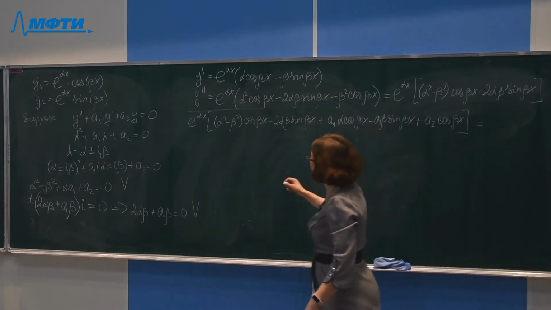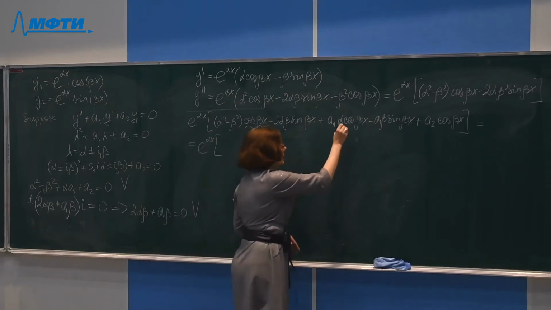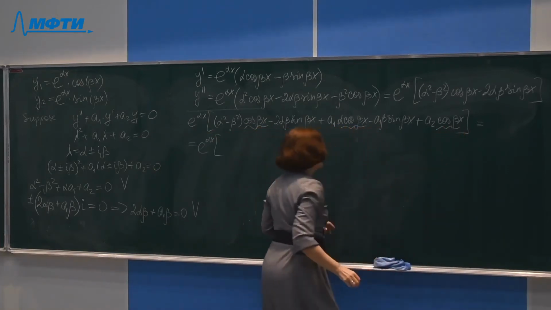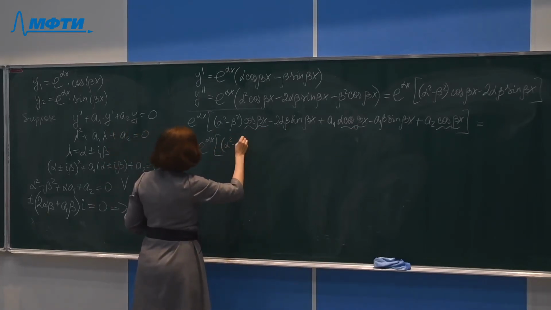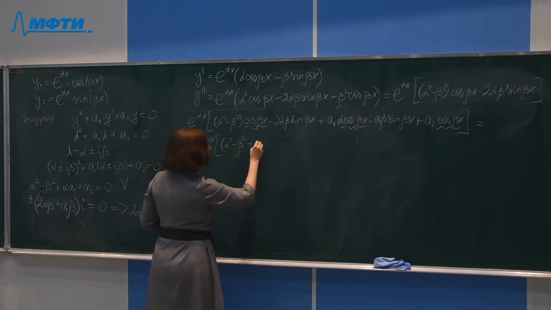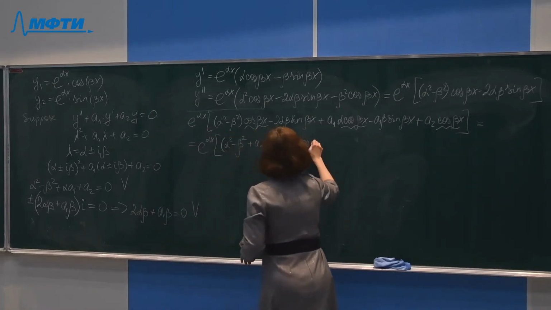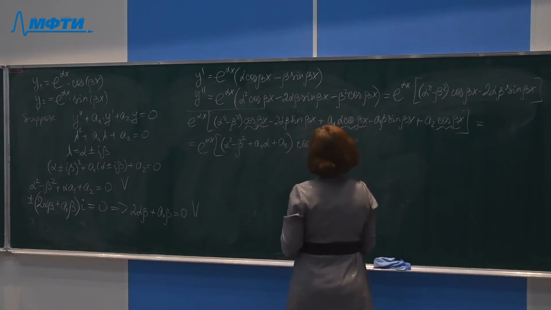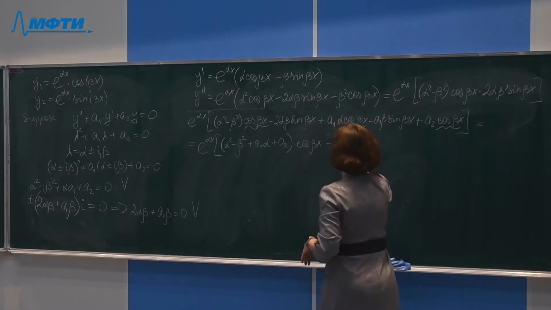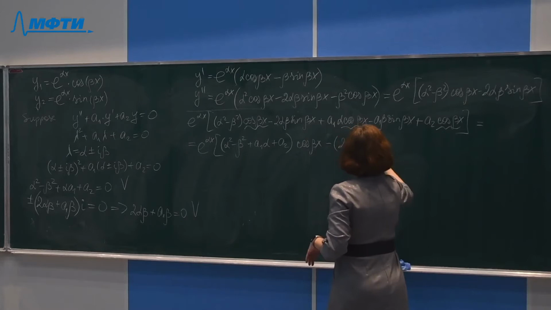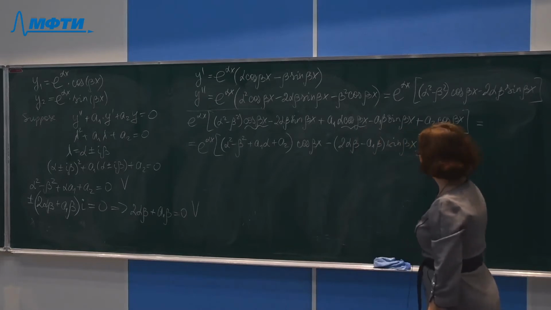So let's combine the functions. I will collect similar terms containing cos beta x. The coefficient of these terms will be alpha squared minus beta squared plus a1 alpha plus a2 times cos beta x. And the terms containing sine beta x will also be combined. I will get 2 alpha beta minus a1 beta times sine beta x.